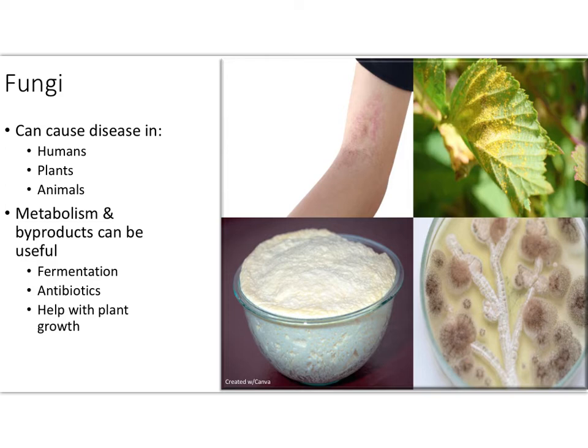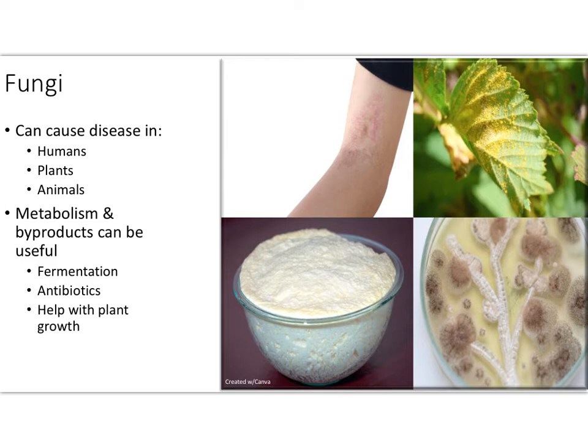Fungi are also useful to us from an industrial or food production standpoint. Their metabolism and the byproducts that they produce as a result of that metabolism can be very useful in creating foods. Fungi go through a process called fermentation. They can do other types of metabolic processes, but one of their important metabolic processes is fermentation. That fermentation can be useful in making things like bread, chocolate, sauerkraut, alcohols. All kinds of different food products are created as a result of this process that certain fungi go through.